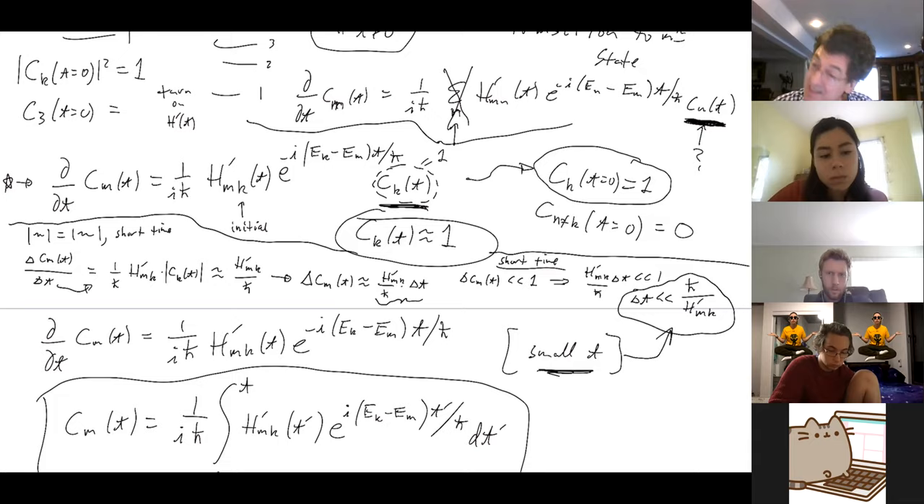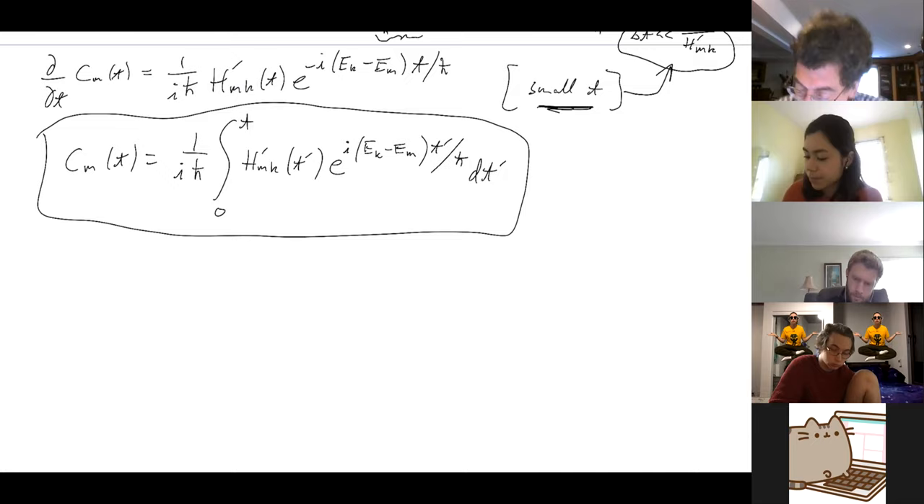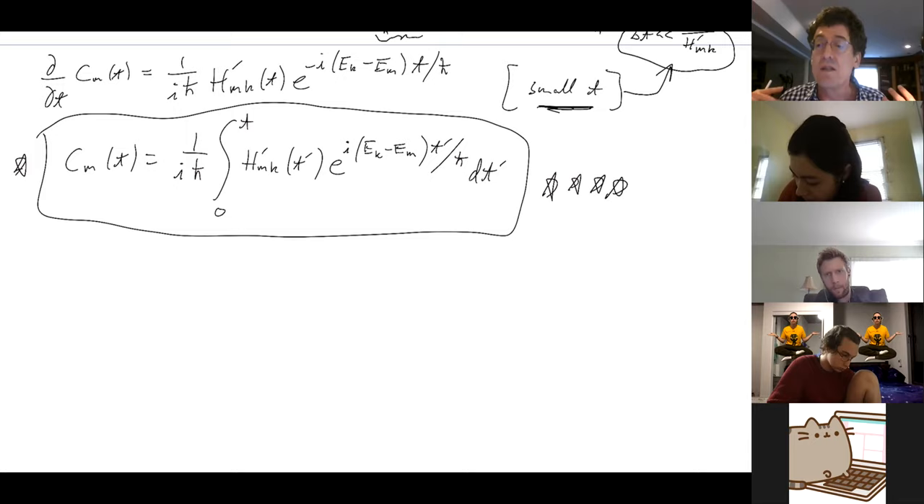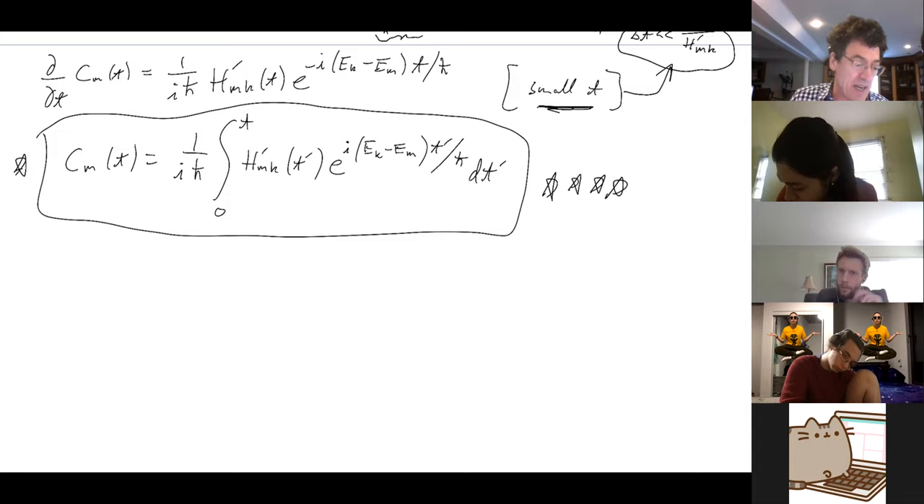Okay, so now we have this beautiful expression for Cm of t. This is the thing we wanted. So this guy gets 4 stars because this is the answer. This is the main result of time-dependent perturbation theory. I won't call it the central equation, but it allows us to figure out the transition probability for any different physical system. So now let's apply it to a problem.